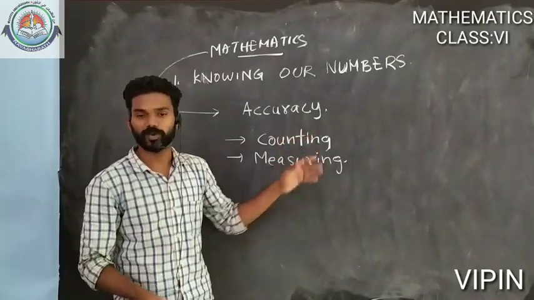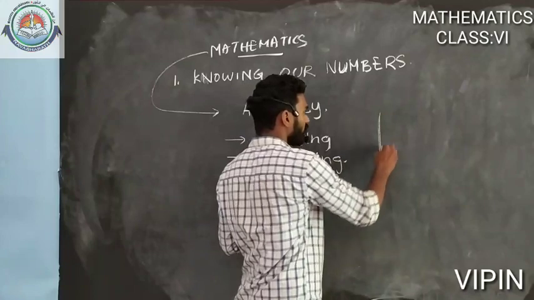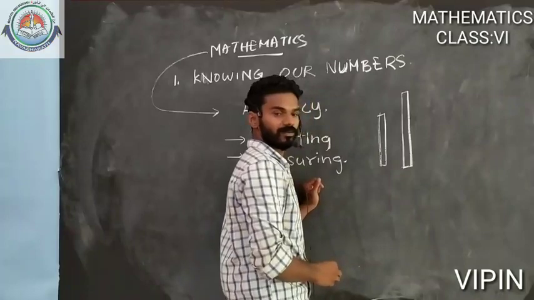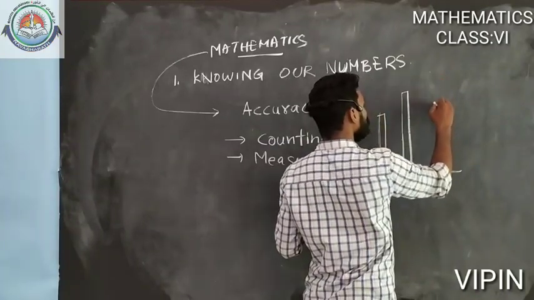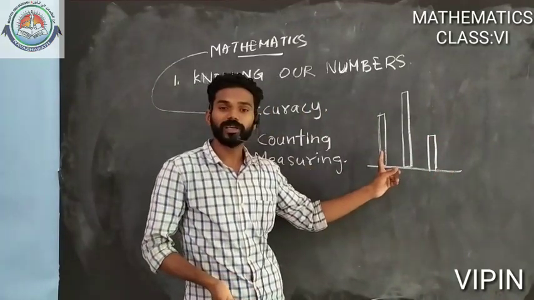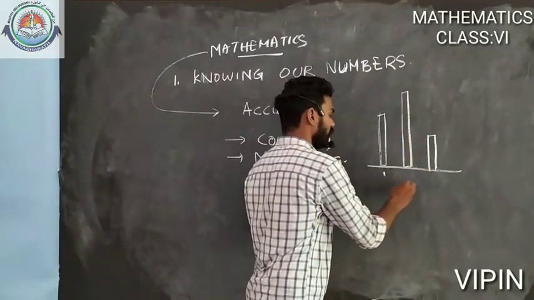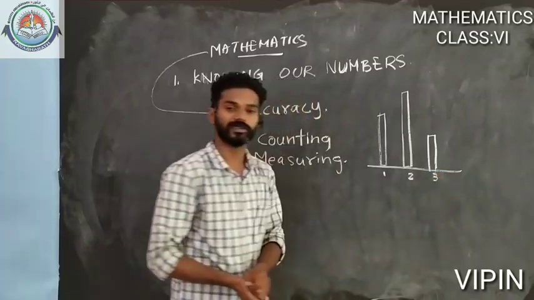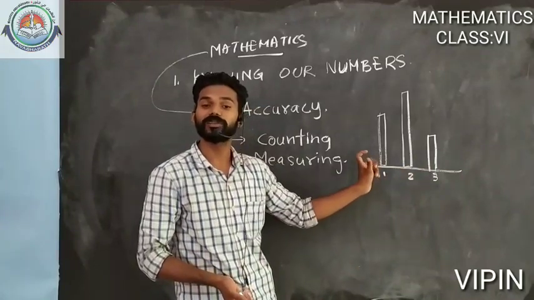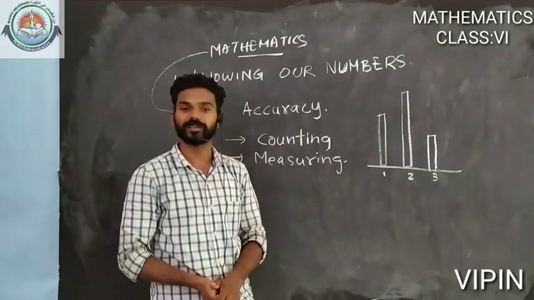And while doing these processes, suppose I give you an example. There are 3 rods, 3 metallic rods. You can draw like this. There are 3 metallic rods, and you have to compare the length of all these rods exactly. This is the first one, this is the second one, and this is the third one. How can you compare the length of all these? You can compare the length by using the process called measuring.